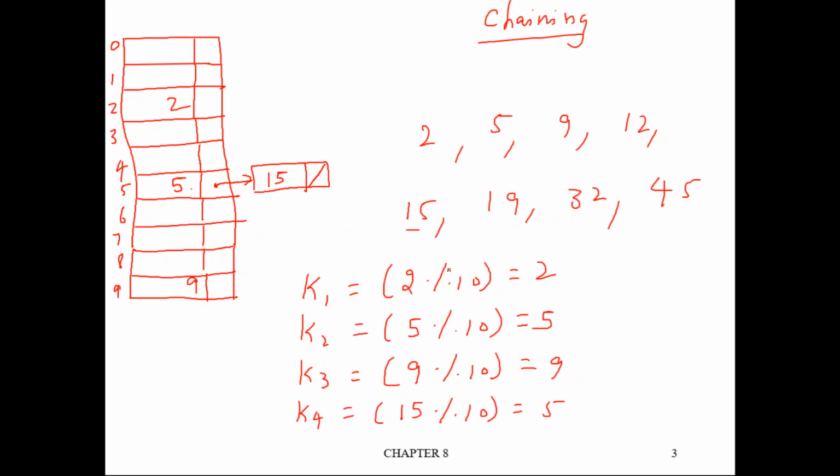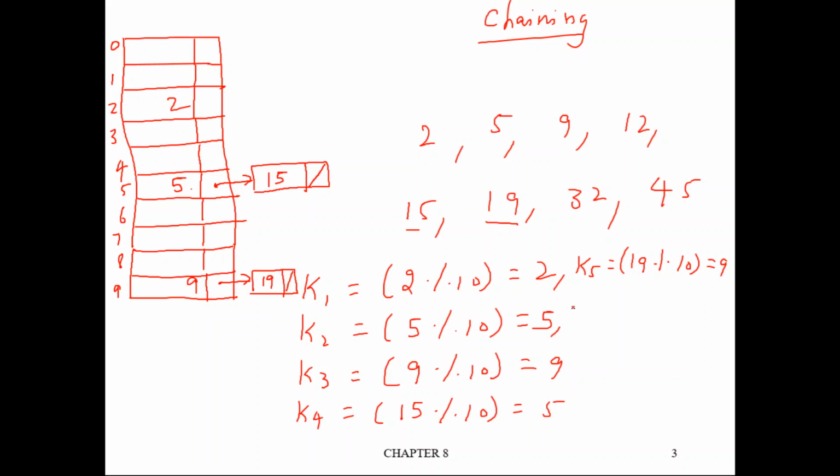Next we want to position 19. So K5 is 19. 19 modulo 10 is 9. Again, the ninth position is already occupied. So again, what should we do? We should do chaining. The ninth position's pointer we should use, and make it point to another node, and that node's data part will now hold 19. Okay, and this node's next will be currently null.